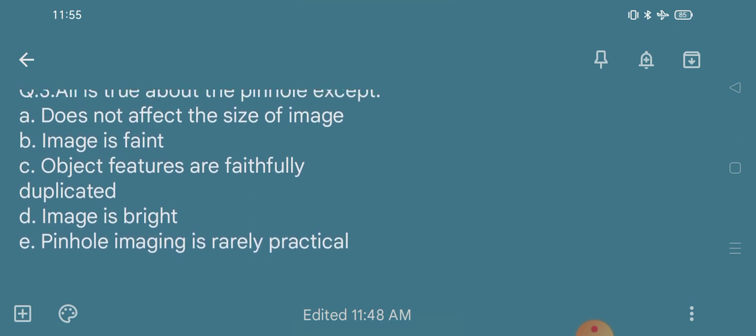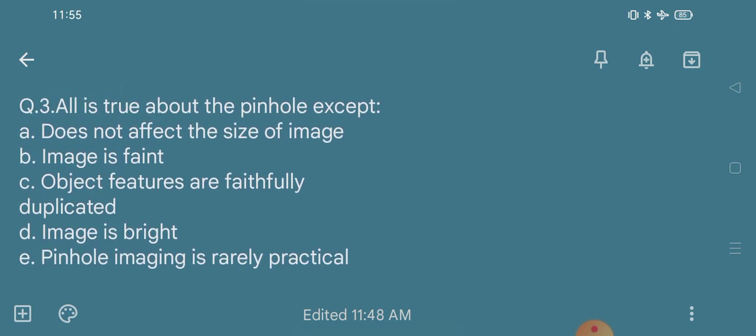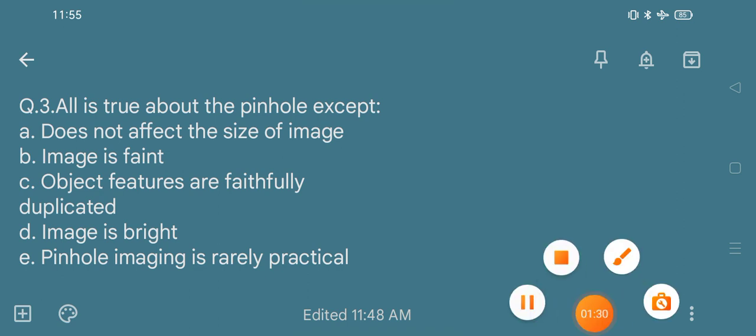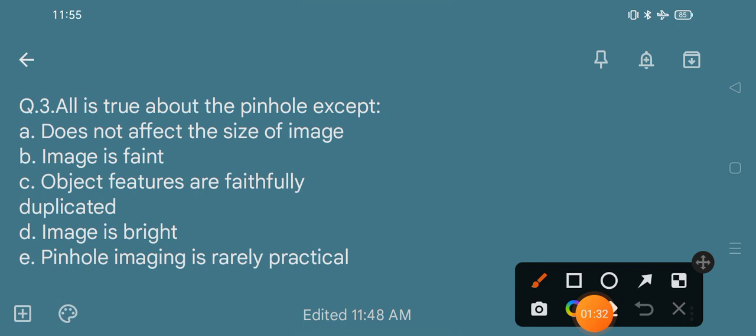Question number 3. All is true about the pinhole except option A does not affect the size of image, option B image is faint, option C object features are faithfully duplicated, option D image is bright, option E pinhole imaging is rarely practical. The correct option is option D, that is image is bright.